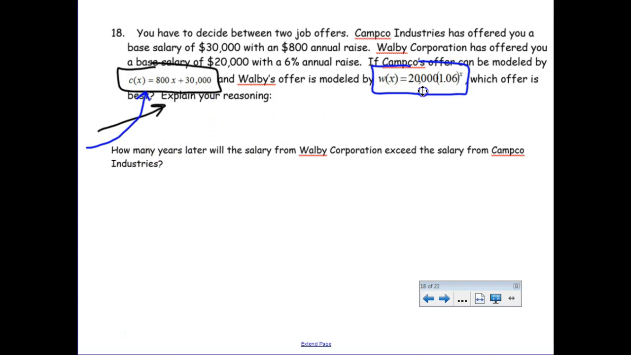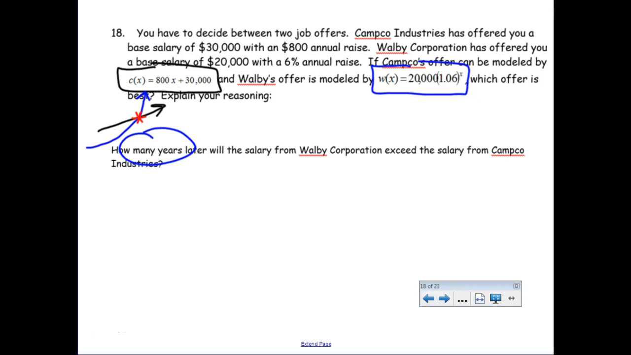So the idea is, while Walby starts off with less money, at some point you're going to start making a lot more money at Walby, and your job is to figure out at what point in time that happens. If we're talking 25, 30 years from now, maybe it's not worth it to you to stay there. But if it's within the first few years, and you plan on staying at this job for that long, then that's part of your reasoning. This is where you have to choose, and give me an example of how long you want to stay. The question will say, how many years later will one's salary exceed the other.